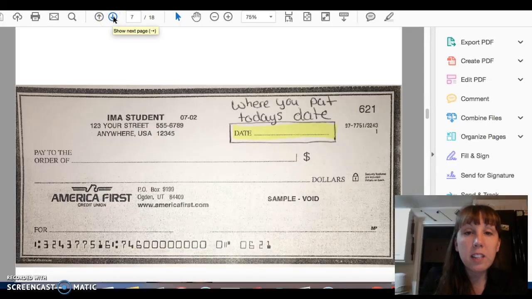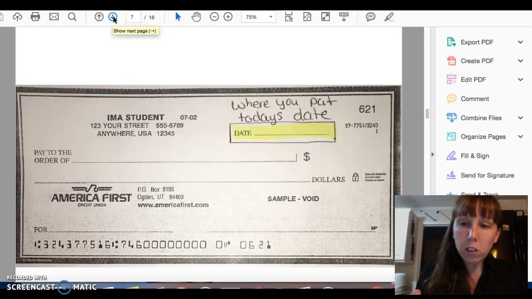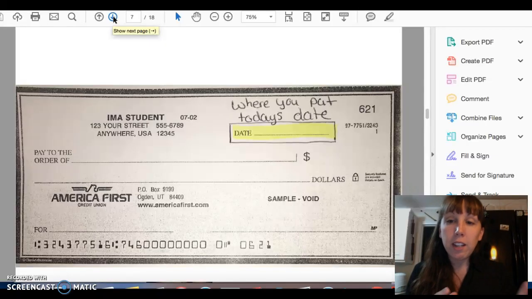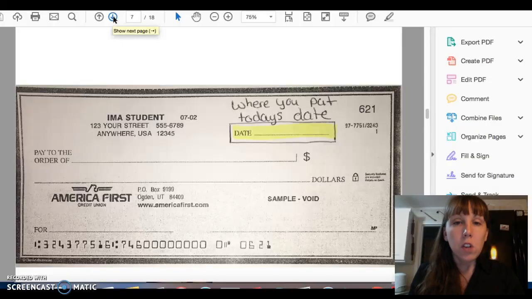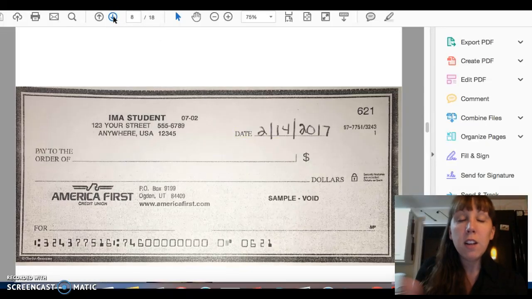Next we're going to talk about is the date. So here now that we've talked about some of the parts on the check, now we're really going to talk about how to write a check and have an example of each part. So this is where you're going to write today's date. So the day that you write your check is going to appear here. So an example would be February 14th of 2017.